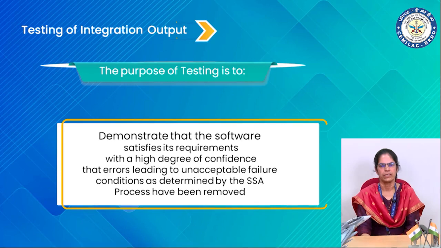After completion of the code integration, we will now move on to another important phase in the software development life cycle, namely testing. The purpose of testing is to demonstrate that software satisfies its requirements with a high degree of confidence, that errors leading to unacceptable failure conditions as determined by the system safety analysis process have been removed. So, testing is to ensure that all requirements are satisfied and all failure modes are addressed. Failure modes are taken from the system safety analysis process.